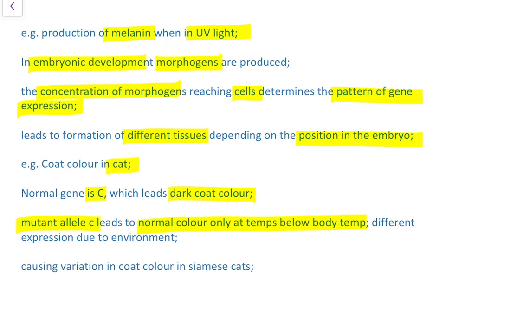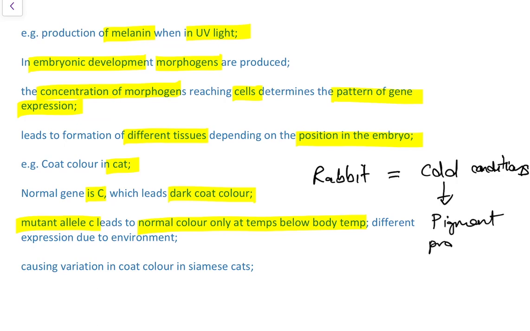The example that we looked at was the Himalayan rabbit, and in the rabbit, if conditions were cold, it would lead to the pigment being produced. And if they were warm, you get no pigment, so they would be totally white in colour. So yes, this is expression due to the environment, and that example in cats is in Siamese cats.